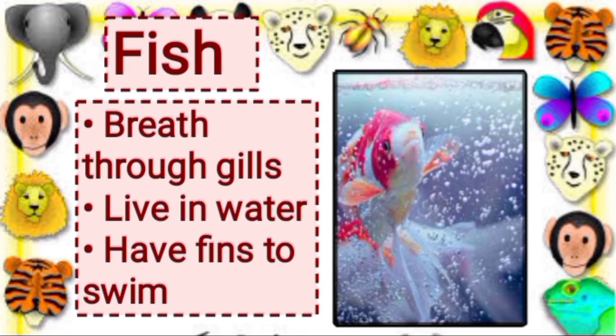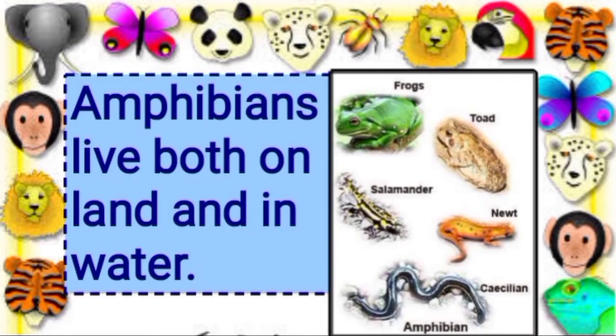So, this group consists of a large variety of animals that live in water, and these animals breathe through gills, they have fins to swim, and their body is covered with scales. Now let's understand the features of amphibians. Most of the animals known as amphibians can live on land as well as in water.